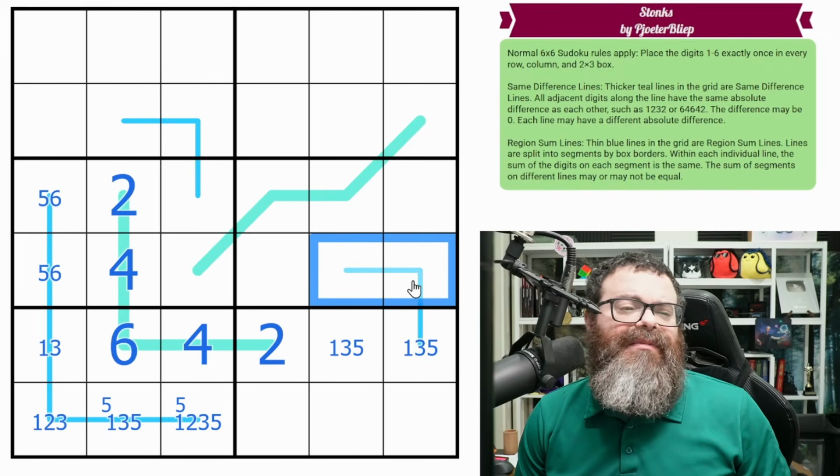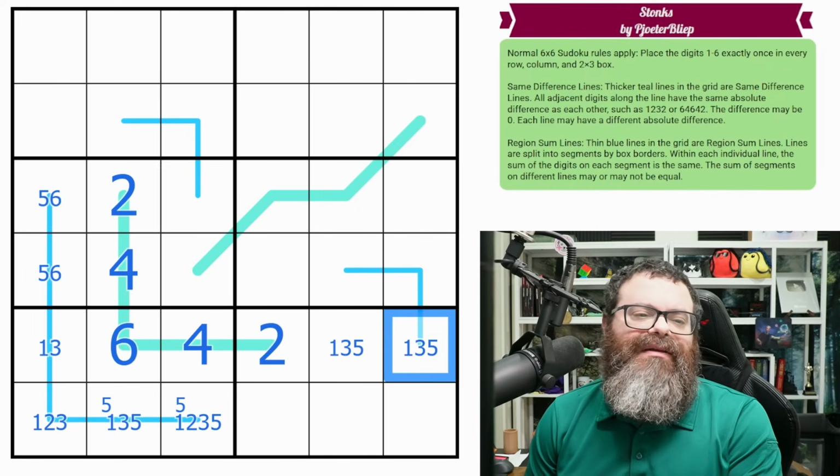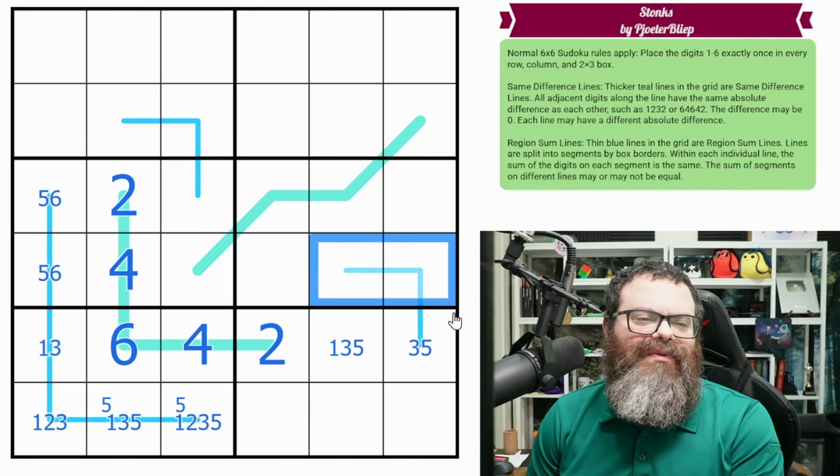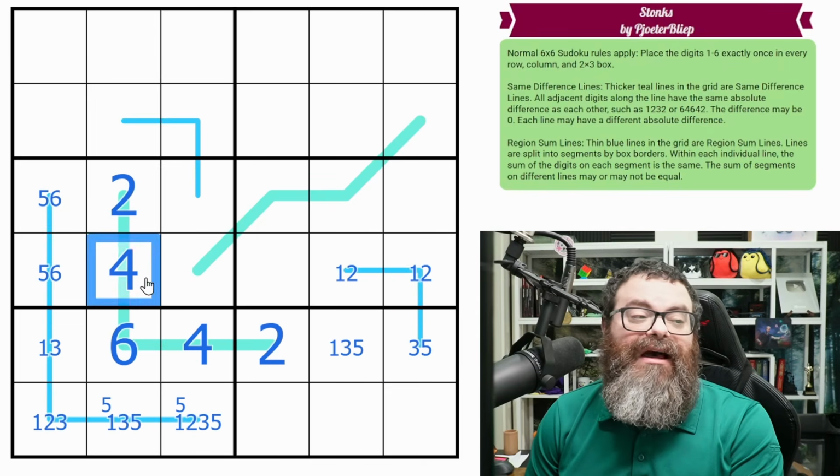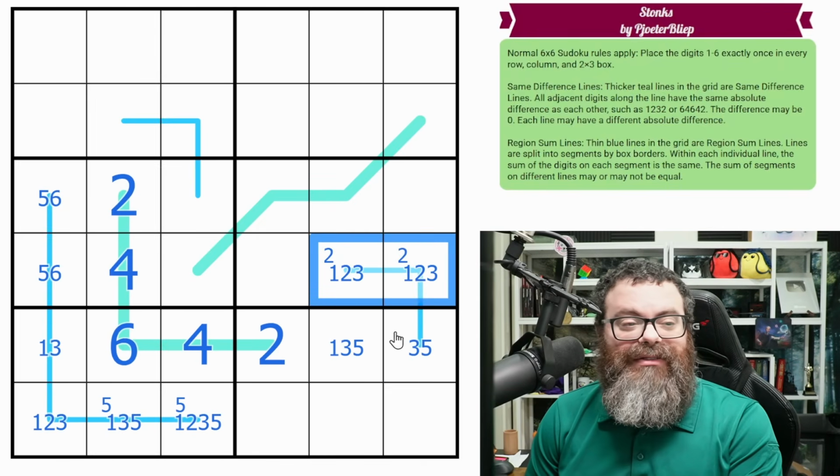Now this is the sum of these two. So it's certainly not going to be a 1. If this is a 3, this has to be a 1, 2 pair. A 5 without a 4 would have to be a 2, 3 pair. So this always has the 2 in it.